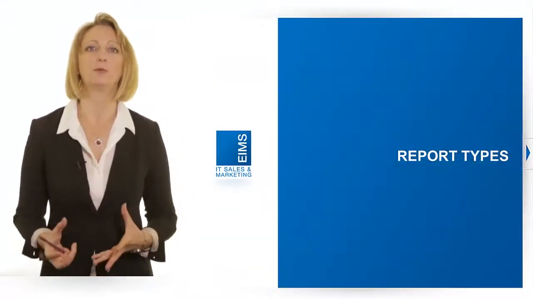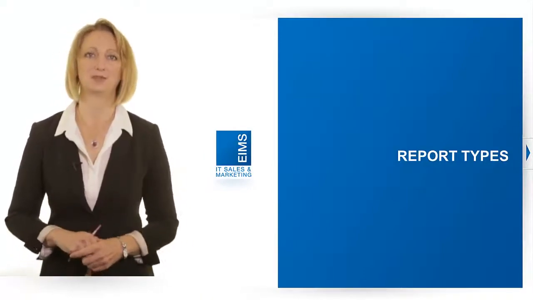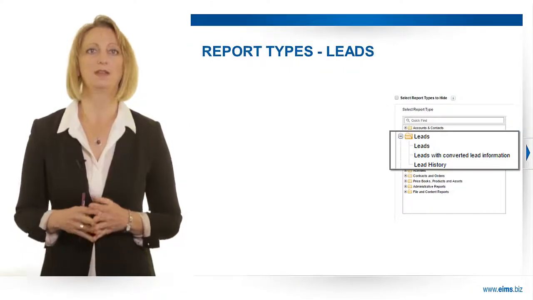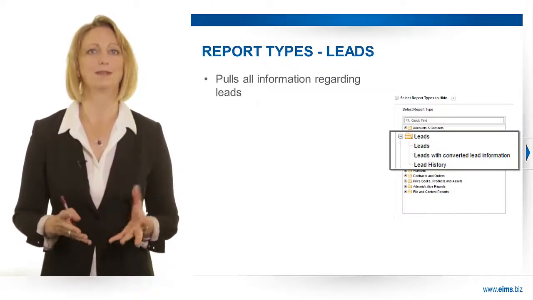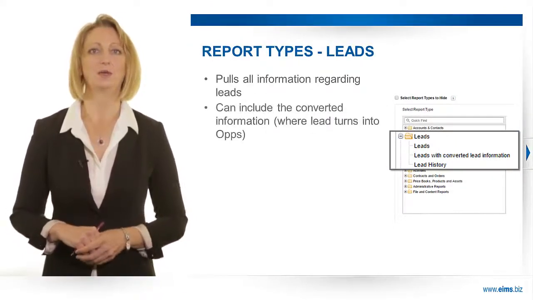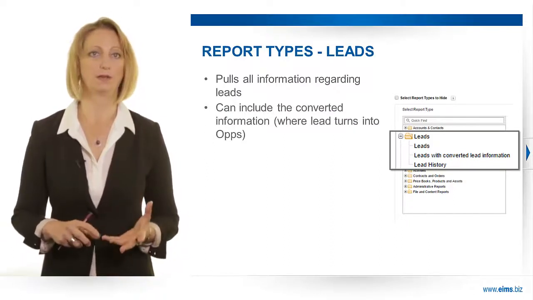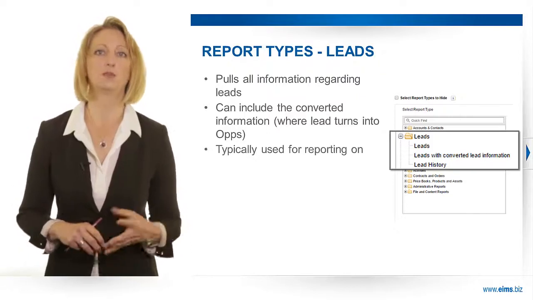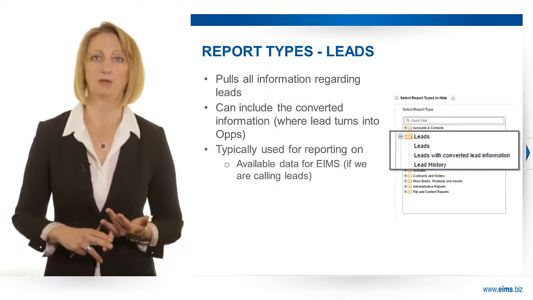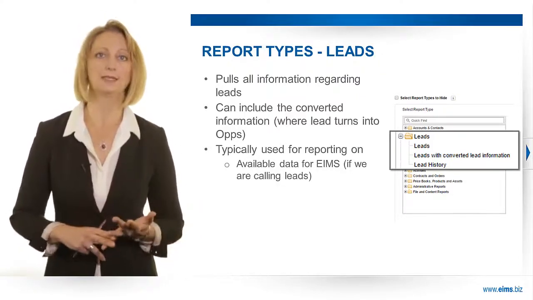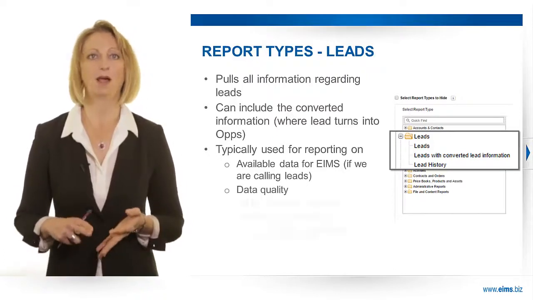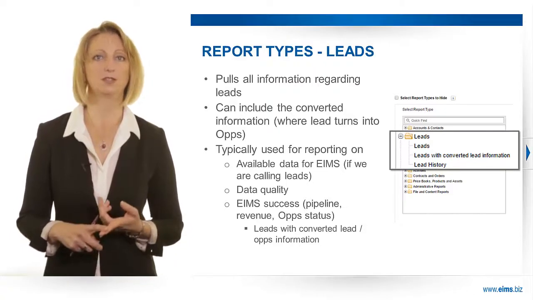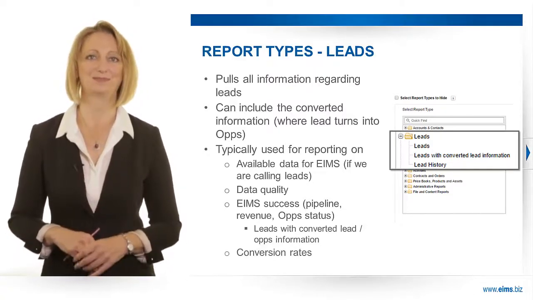So, what type of reports can we usually find in Salesforce? Number one, the leads report. This pulls all information regarding leads. They can include the converted information, where a lead has turned into an ops. And this report is typically used for reporting on available data for EIMS, if we're calling leads, data quality, and EIMS success, so pipeline revenue or opportunity status, and the conversion rates.